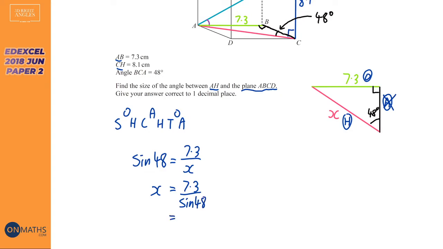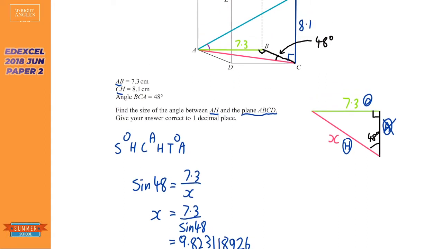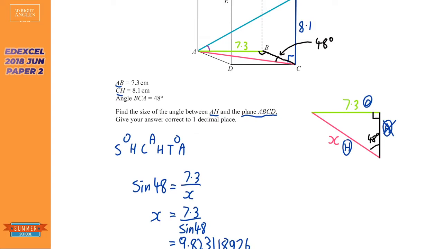Then I'm going to put that into my calculator. 7.3 over sine 48, make sure we close that bracket, and that's 9.823118926. The reason I'm writing down as many numbers as I can is that this is not our answer, it's just our halfway answer. So we know that the red one there is 9.82 and so on. I'll put it in red just to make sure it's obvious.